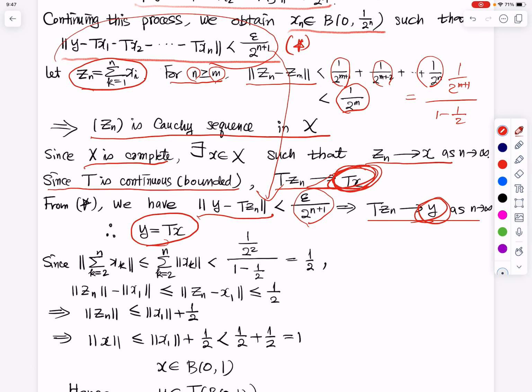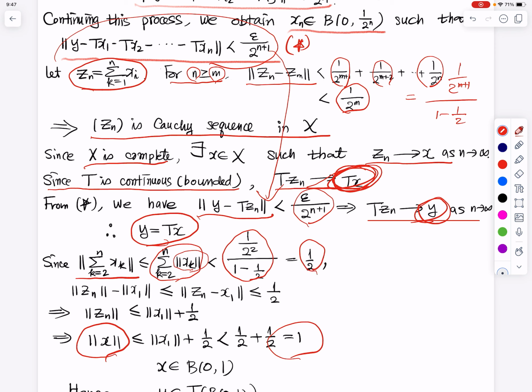And then furthermore, we can also prove the norm of x is less than 1. To prove this, I compute the norm of the sum for k from 2 to n of xk. By the triangular inequality, you have this, and each norm is less than 1 over 2 to the k. So this guy is less than one half.